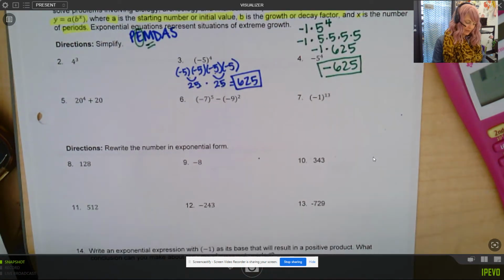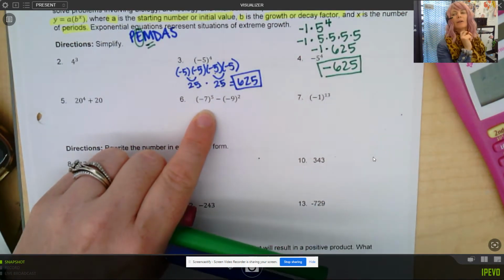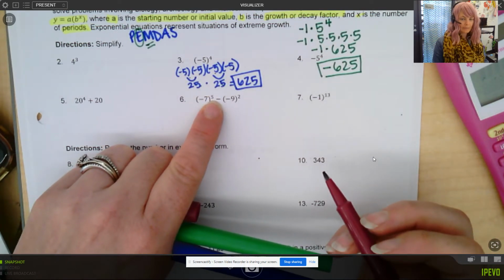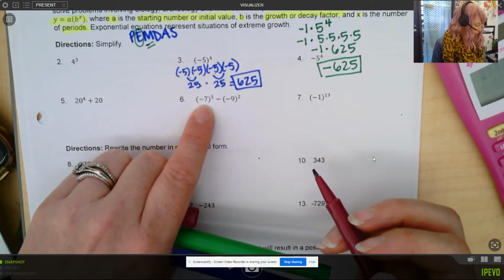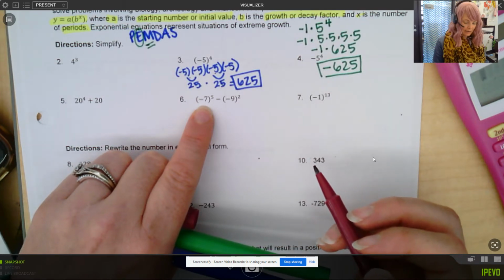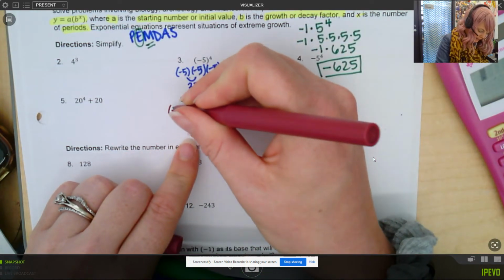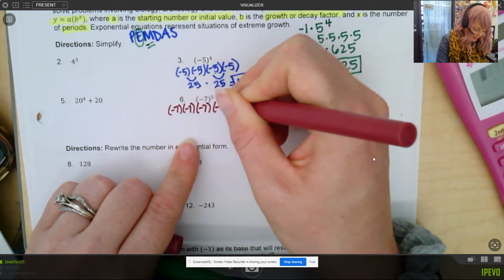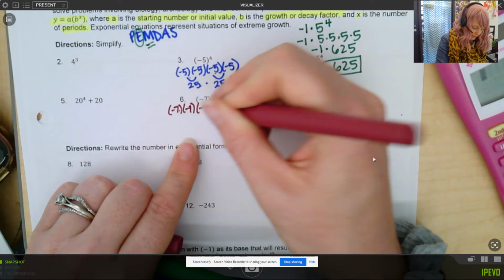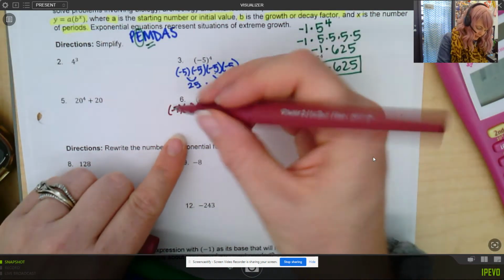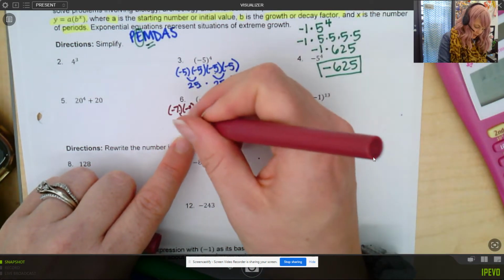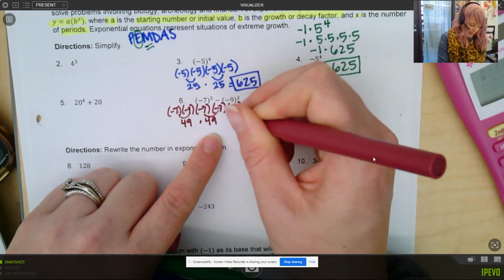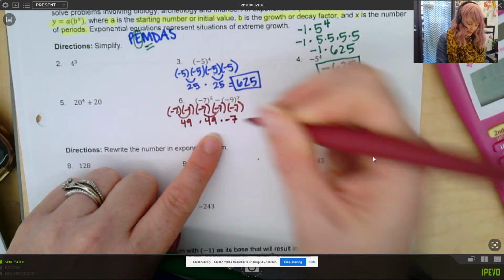So number 6, we have -7 to the 5th power. We're multiplying a negative number an odd number of times. So do you think this is going to be positive or negative? It's going to be negative. So this -7 to the 5th is -7 times -7 times -7 times -7 times -7. 1, 2, 3, 4, 5. And remember, negative times a negative is a positive, so that's 49. Negative times a negative is a positive 49, and then you just have that -7 hanging out.